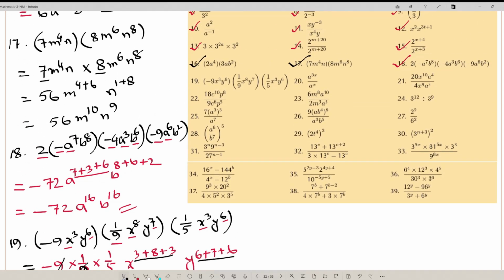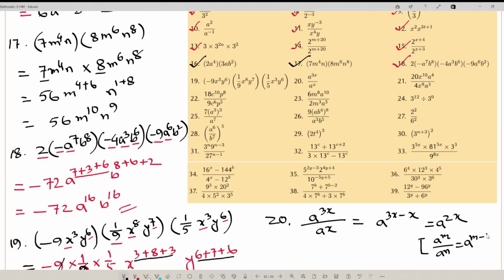So number 19 done. Number 20, here is a to the power 3x divide a to the power x. This one we can easily write as a to the power 3x minus x, which equals a to the power 2x, right? So why do we write this one? Because a to the power m divide a to the power n equals a to the power m minus n. So 19 and 20 done.